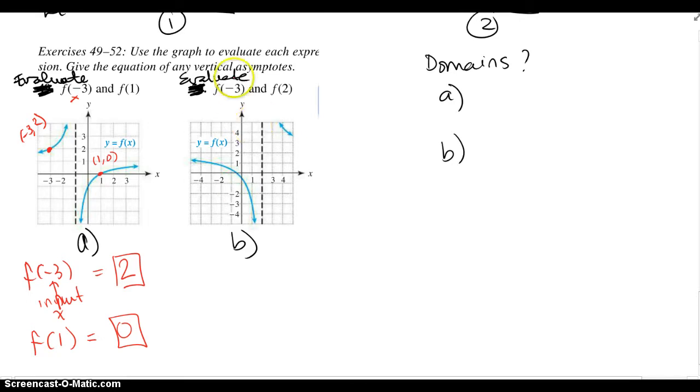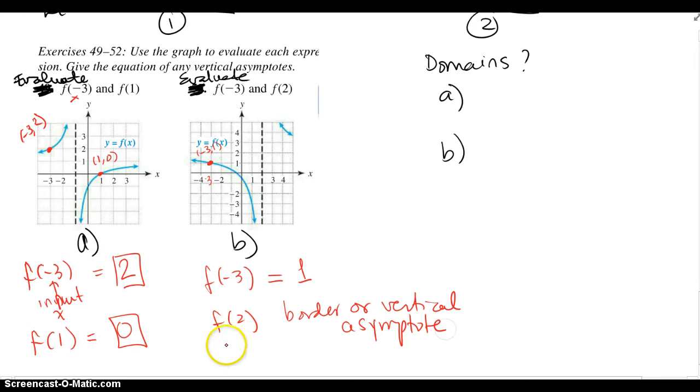Let's go to the next graph. Again, the input is -3, so I go to the x value -3, and I go up to my graph, and that ordered pair is -3, 1. So the y coordinate that I pull out is a 1. Then I go to f of 2. The input is x, so I go to the x value of 2, and notice there's a border there for vertical asymptote.